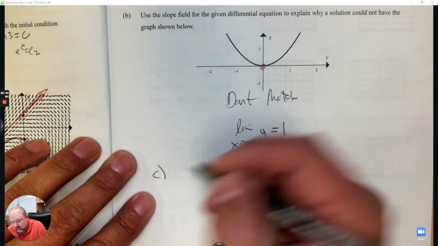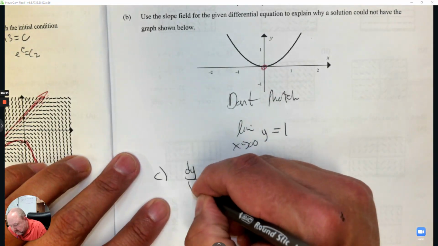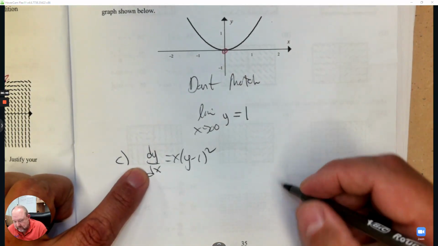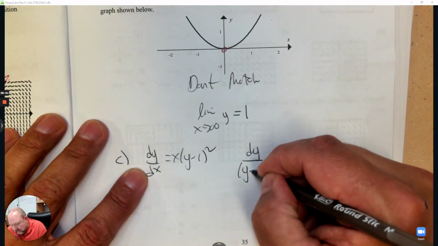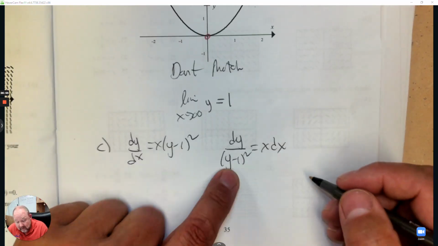I'm going to tell you that you should solve this diffy q. So that's what we're going to do right now. So can you solve this diffy q? It's good practice. So to solve this diffy q, I'm going to divide by y minus 1 squared and multiply by dx. Good practice. Not a logarithm.